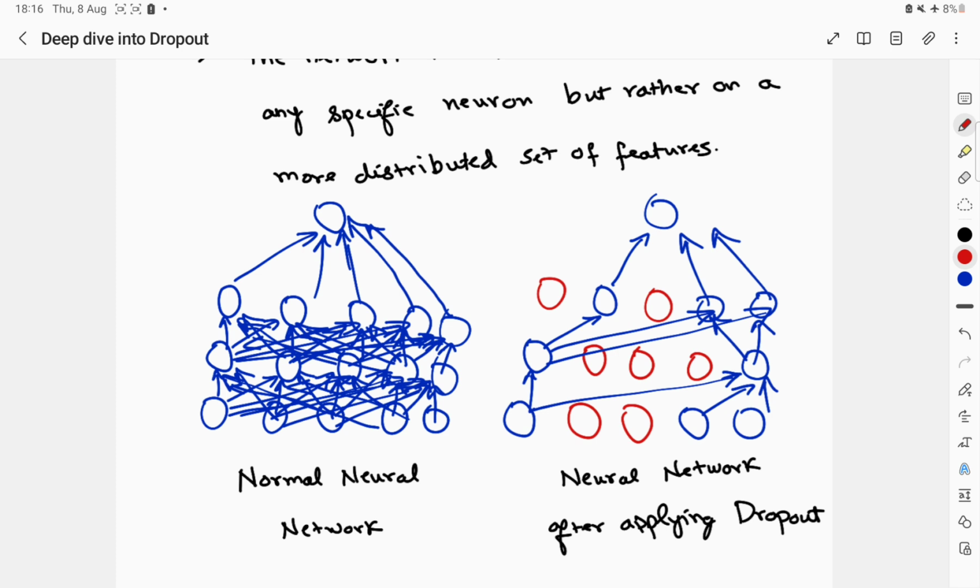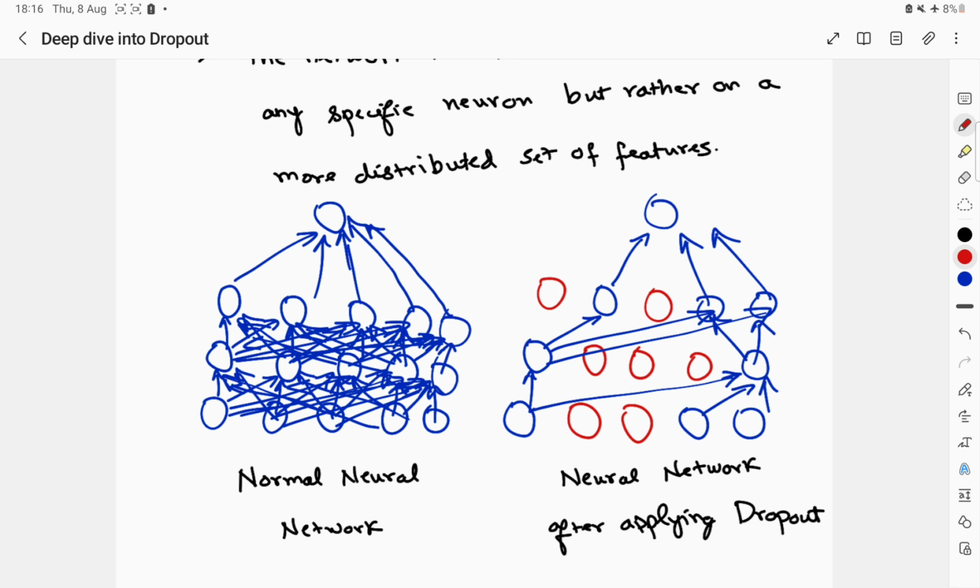On the left side, you have a normal neural network. Excuse my bad drawing. You have some hidden layers that you can see, and these are all fully connected or dense layers, where each neuron in one of the hidden layers is connected to every other neuron in the next hidden layer. This is how a normal neural network would look.